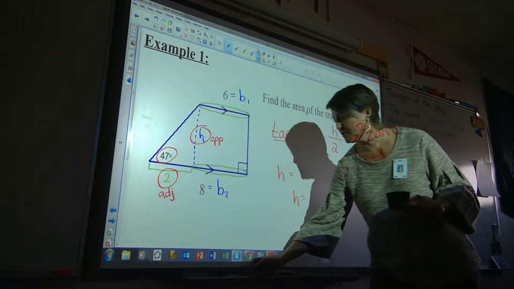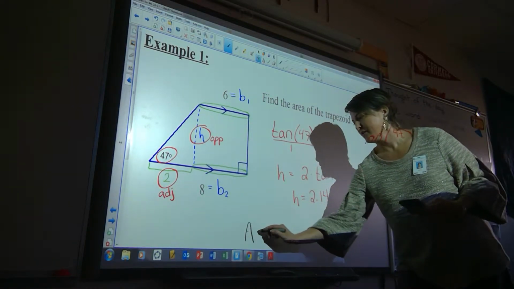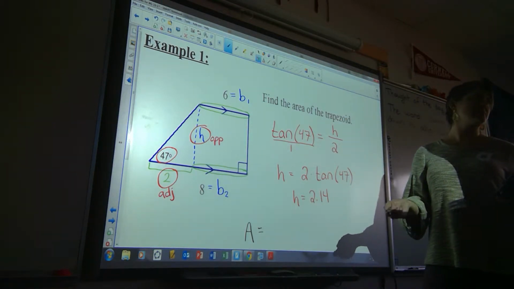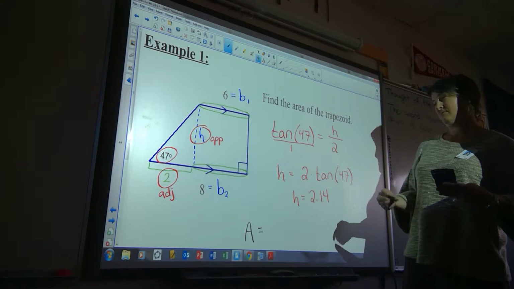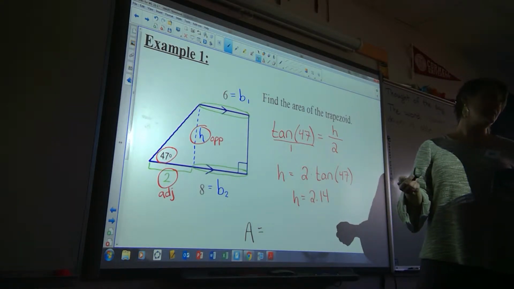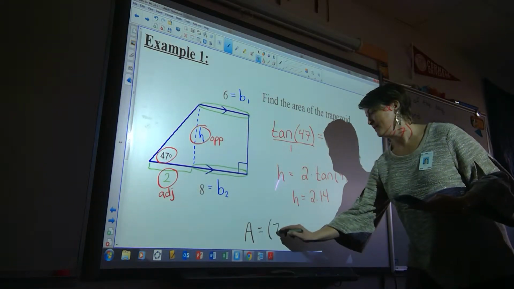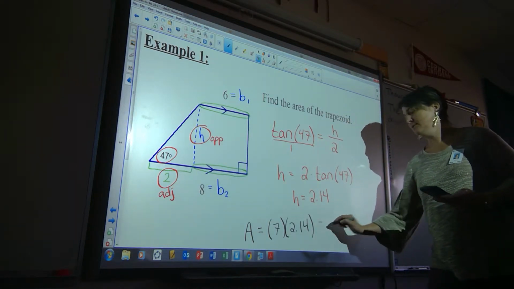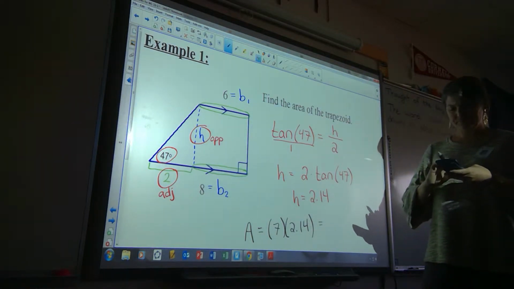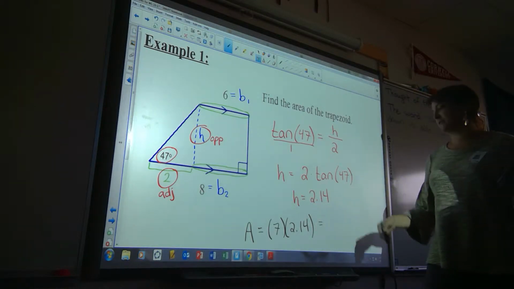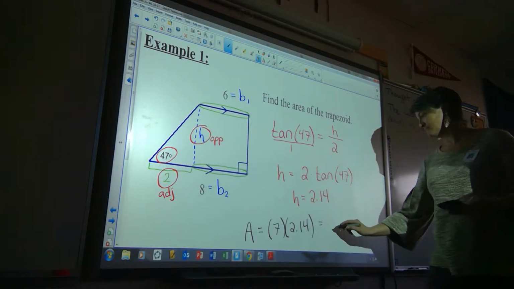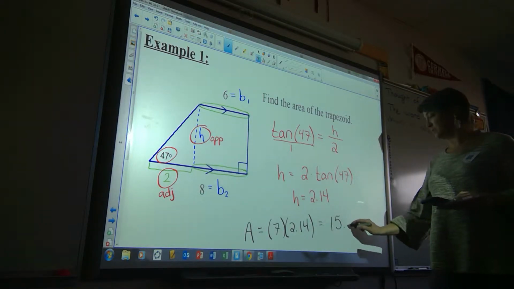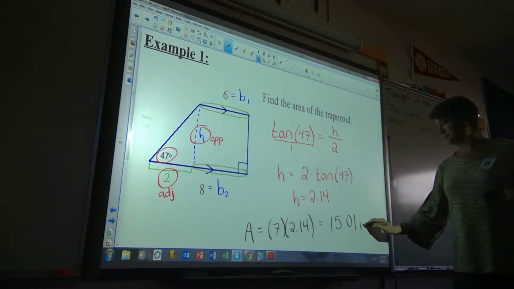So now I can do the area formula. So the area is the average of the bases. What's the average of the bases? What's halfway between 6 and 8? So the area will be 7 times 2.14. And so what do I get? About 15, approximately 15. I get 15.01 as my exact answer.